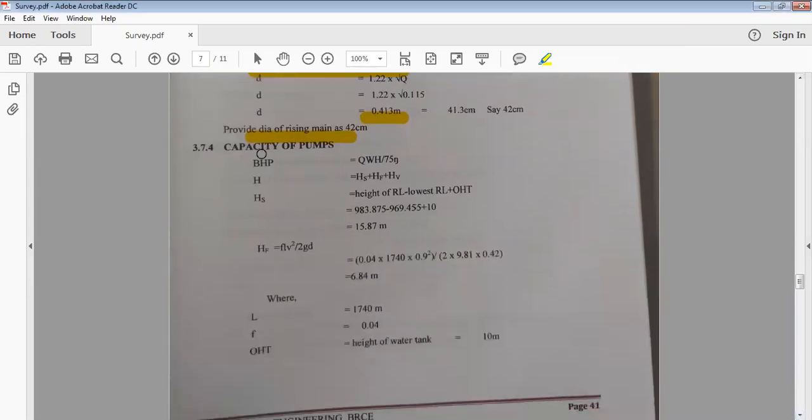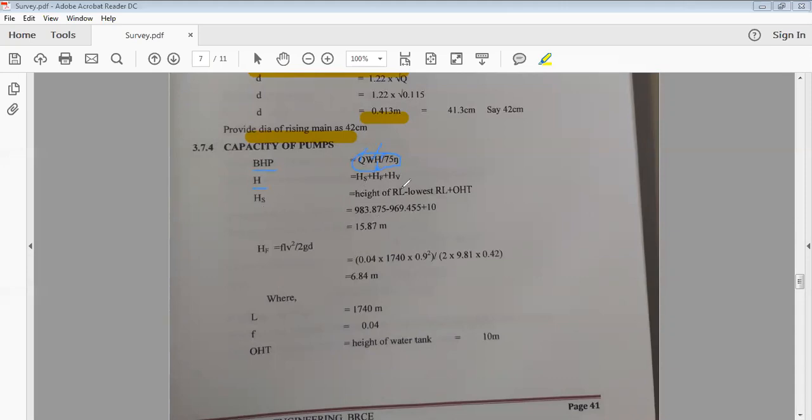You are seeing this formula, head required, and one more formula is brake horsepower. This is the formula to calculate it, measured in brake horsepower. The Q value is the rate of flow you have found. W is the unit weight of water, which is 1,000. Then the total head, which is nothing but the potential energy that the pump will operate against. That is one way of finding it, very important.